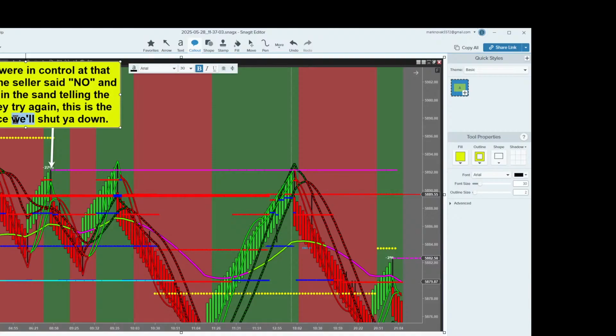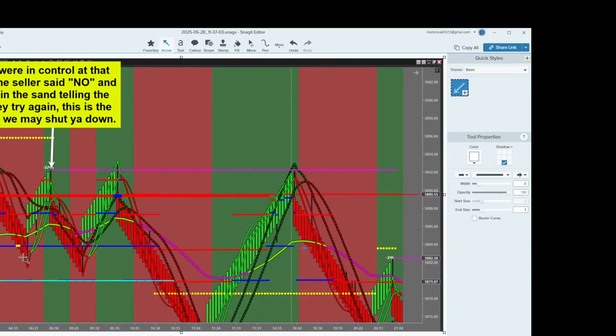Let me change the price. We may shut you down. So the buyers are in control. Whoops, wrong one. And they're pushing up, and it's awesome. And the seller said, nope, we're going to steal your momentum. And that's what creates this pink line.